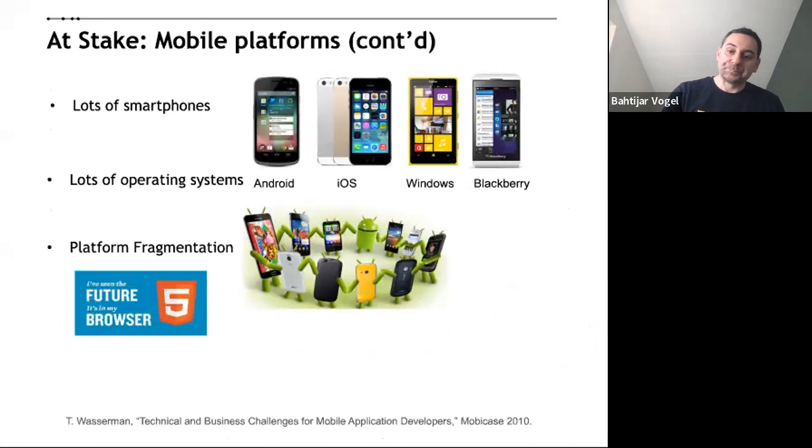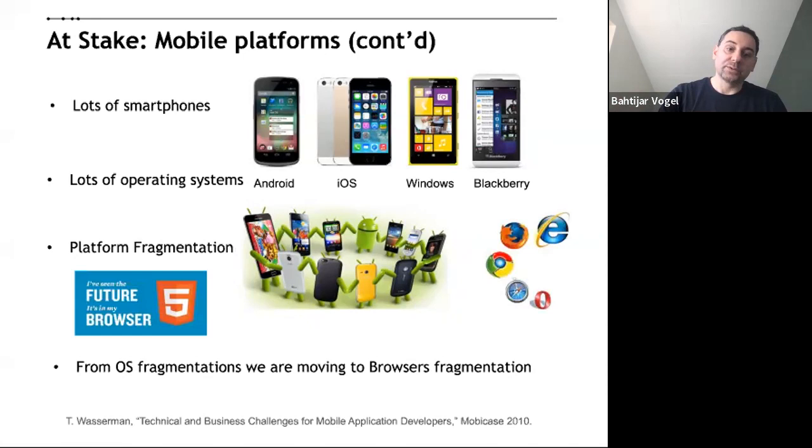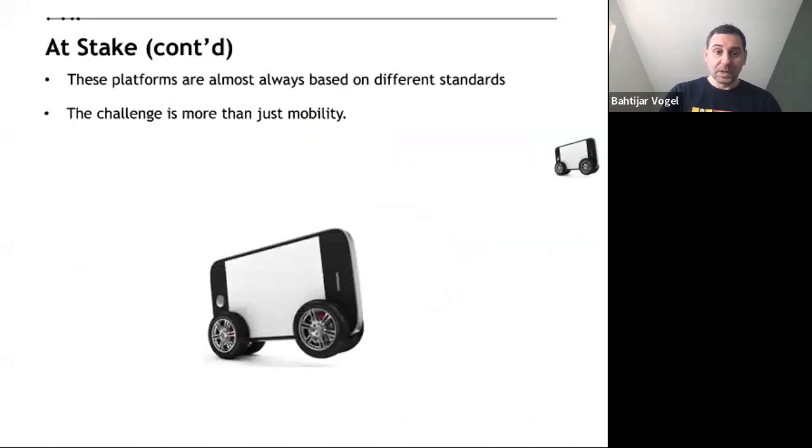And despite that, a lot of research has been happening in web technologies when it comes to having a more unified view of developing an application and running it on multiple devices. Still, we could see that for the vast majority of the technologies available, even in the mobile landscape, there is fragmentation happening as well. So we believe that these platforms almost always are based on different standards.